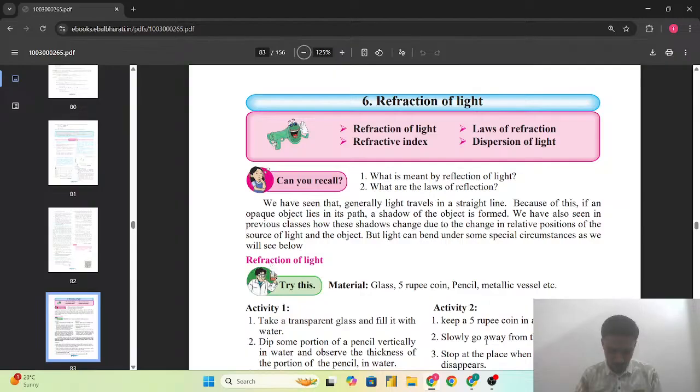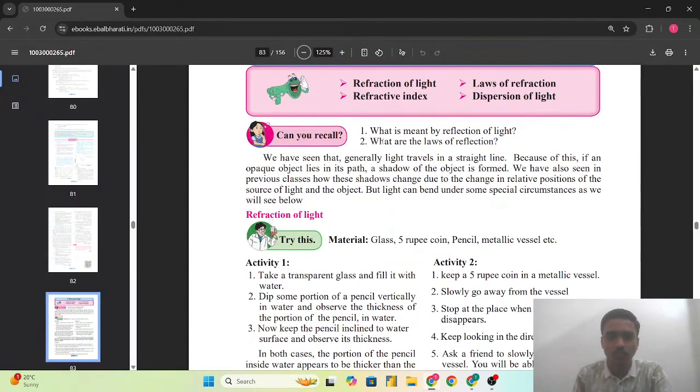Hello everyone. So we are going to start with our new chapter of the class 10 science one, that is the refraction of light. So let's get started with this interesting chapter. Previously we have studied about the reflection of light. For that basics we have given here in the can you recall section. So we will be looking at that first.